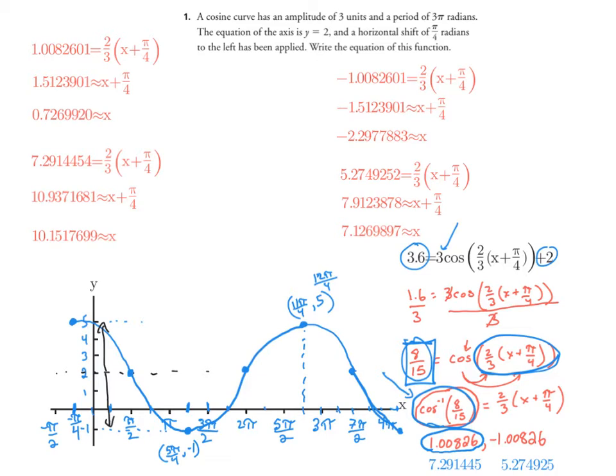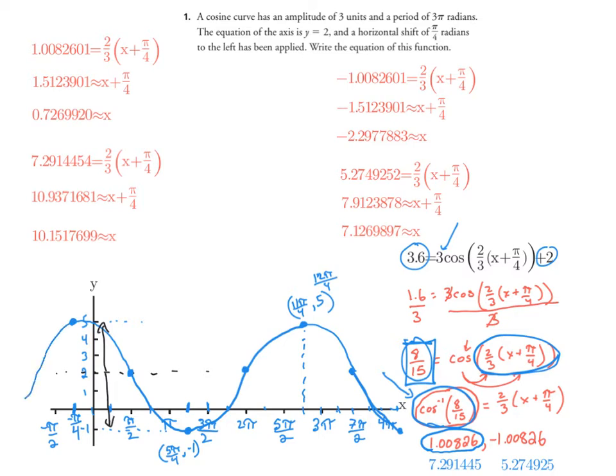So here we have x values of 0.7269920 approximately, 10.1517699 approximately, negative 2.2977 and so on, and 7.12. So let's look on our graph. This first one here is approximately 0.7269920, this x value right here.